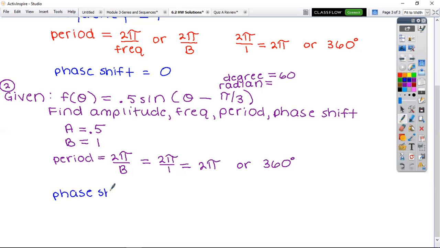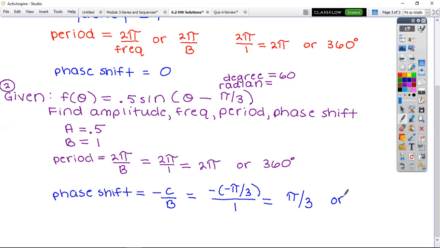This is another formula, and this is equivalent to negative C divided by B. So your negative C is negative pi over 3, so I have a double negative, pi over 3 over my frequency, which was just 1. So your phase shift is equal to pi over 3, and pi over 3 in degrees is equal to 60.